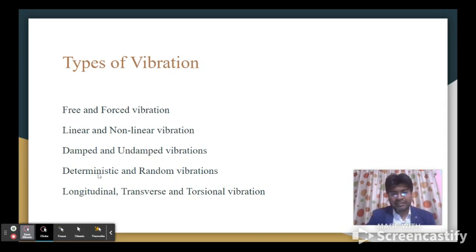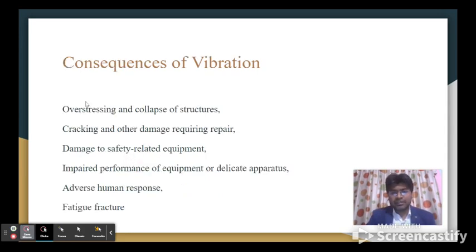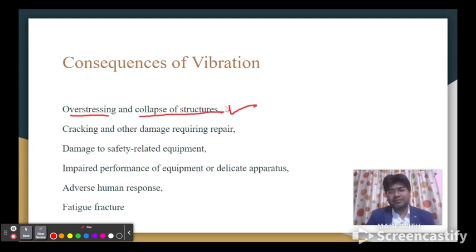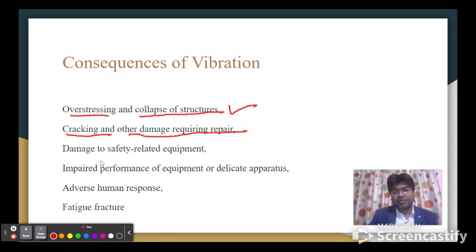Okay, now move on to our next slide. Consequences of vibration. See the concept. The first one is overstressing and collapse of structure. It is very obvious in nature. When the repetitive vibration acts on a structure, a large amount of energy will be stored, and cracking and other damage may occur.